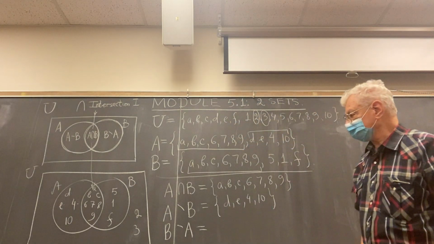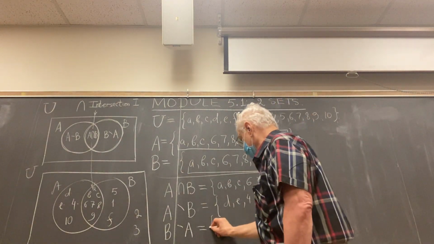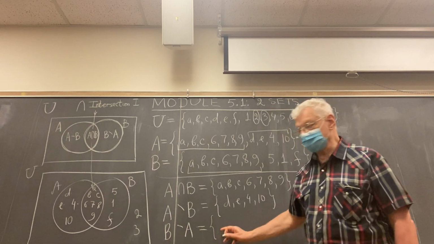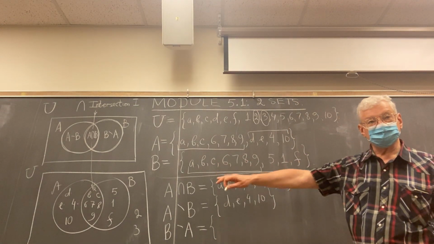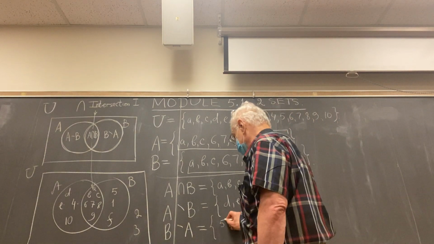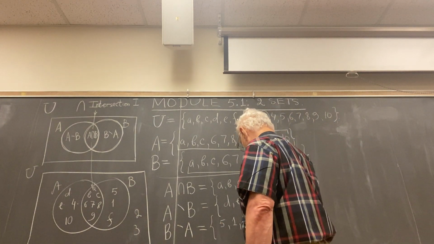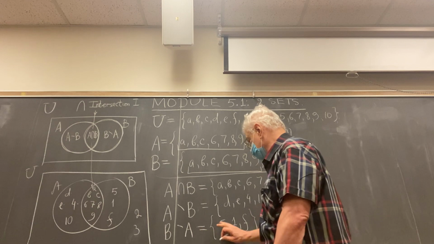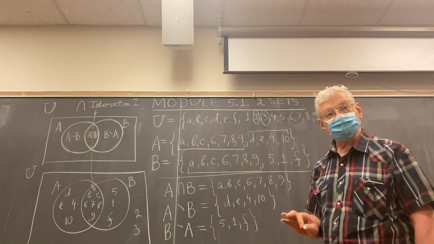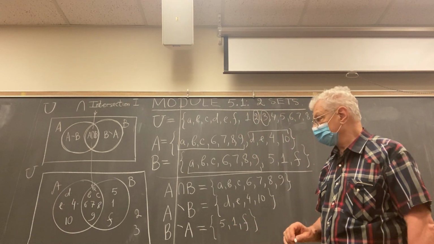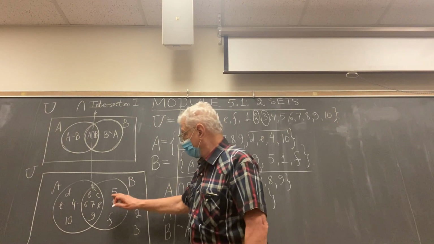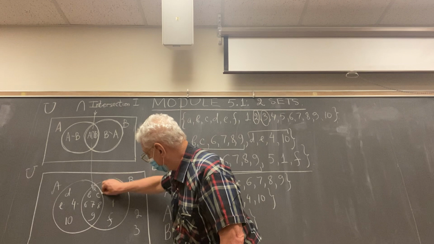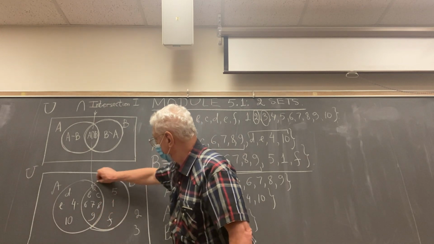Okay, now B minus A is, you write curly bracket. And what are the elements? So look at the diagram, it'll be easier. 5, 1, and F. Yes, 5, 1, and F. Good. Minus D, E, 4, 10? Or minus A? No, A, no. Okay, so I'm talking about B minus A. B minus A is this part. That is right.